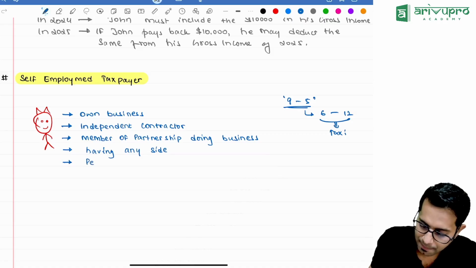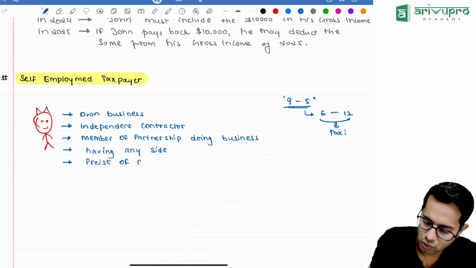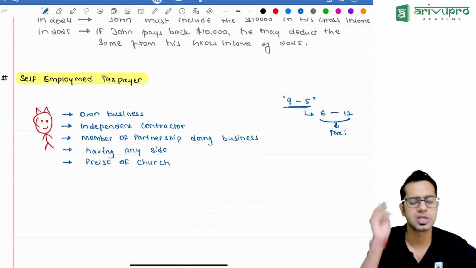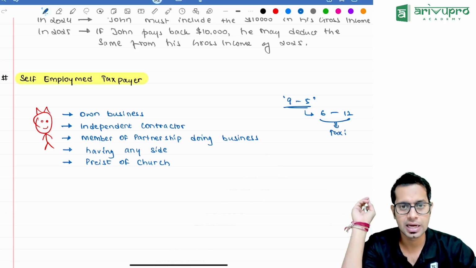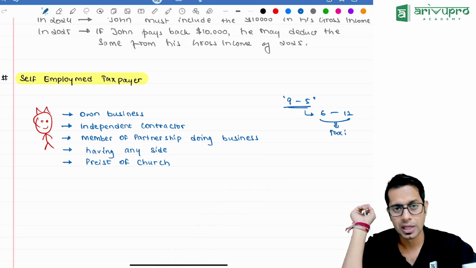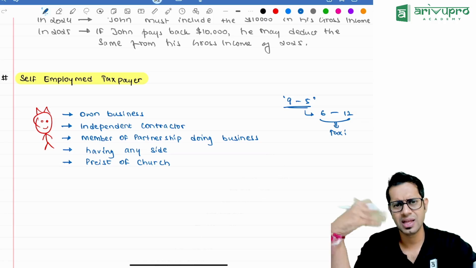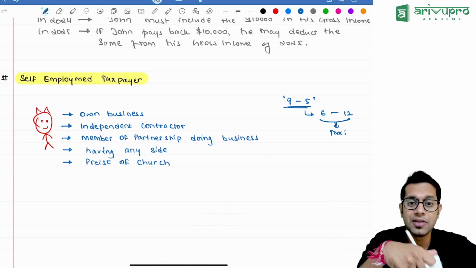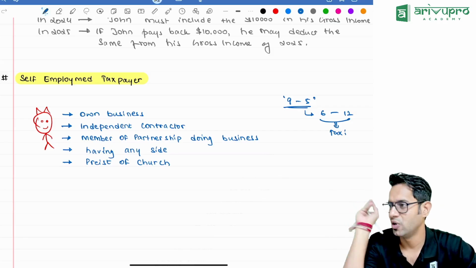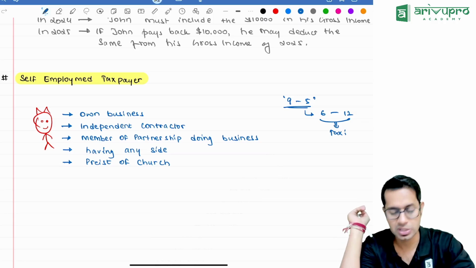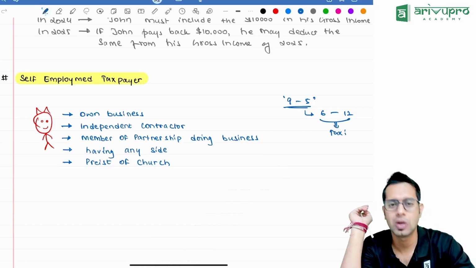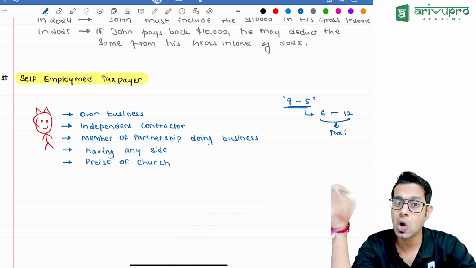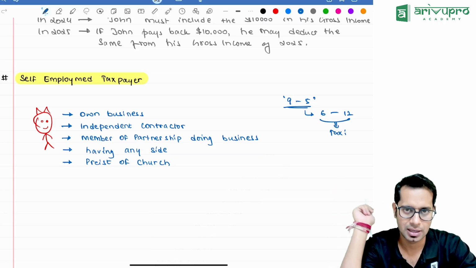Or if you are a priest of any church, now you would have seen this priest of the church, they are performing a lot of functions. They conduct marriages of people, funeral activities they are doing, etc. So in such cases, whatever income they earn will be treated as their self-employment income. In short, sir, a person who is earning income by way of his own business, any type of business or profession, or he is an independent contractor. He is working for a company, but not as an employee, but as an independent contractor.